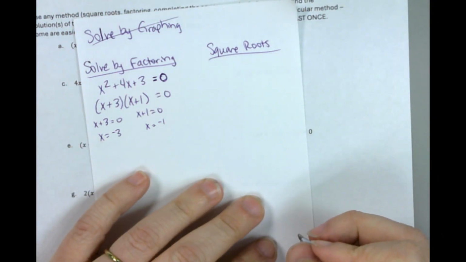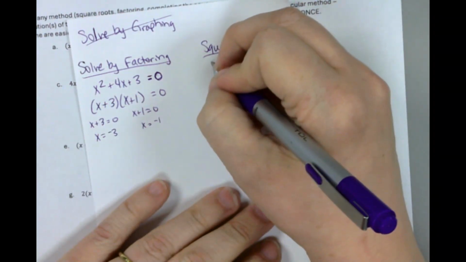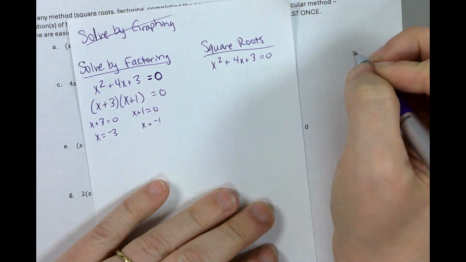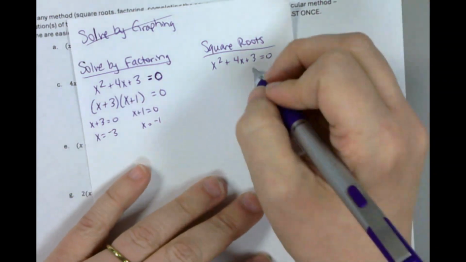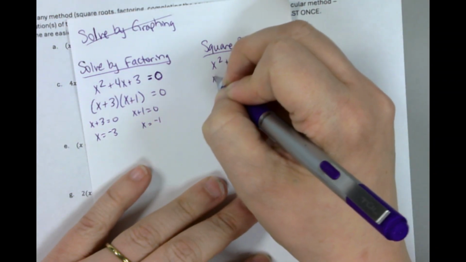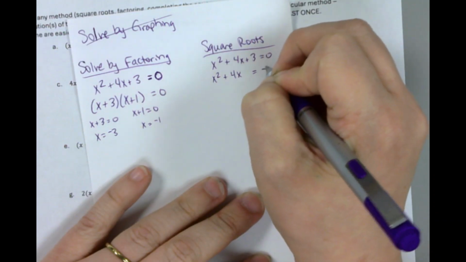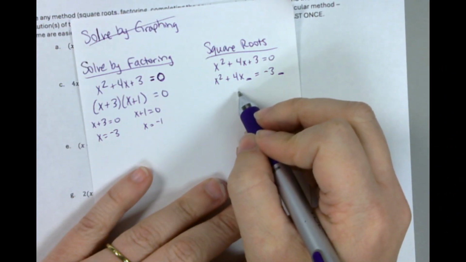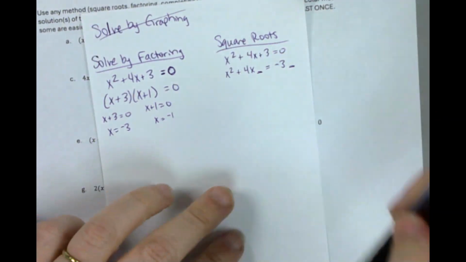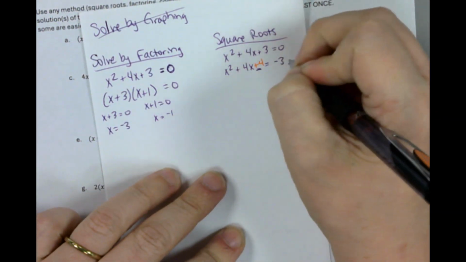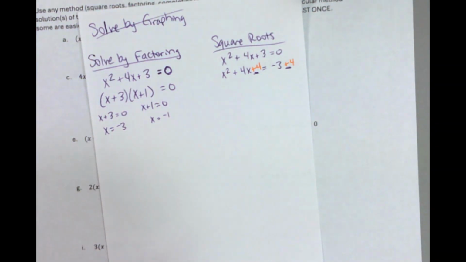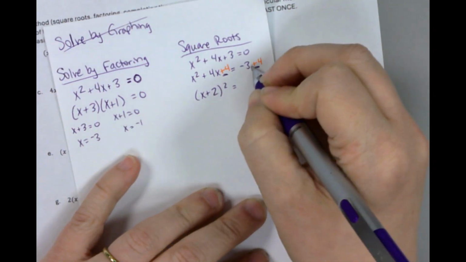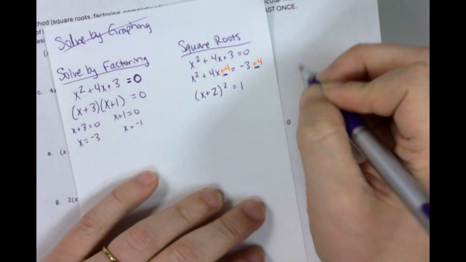Okay. Solving using square roots or completing the square. I'm going to do the same example. Right, completing the square, I'm going to move the 3 over. Negative 3, I need that little blank. 4x divided by 2 is 2. 2 squared is 4, so I'm going to add 4 on both sides. That gives me my perfect square of (x plus 2) squared equals negative 3 plus 4 equals 1.